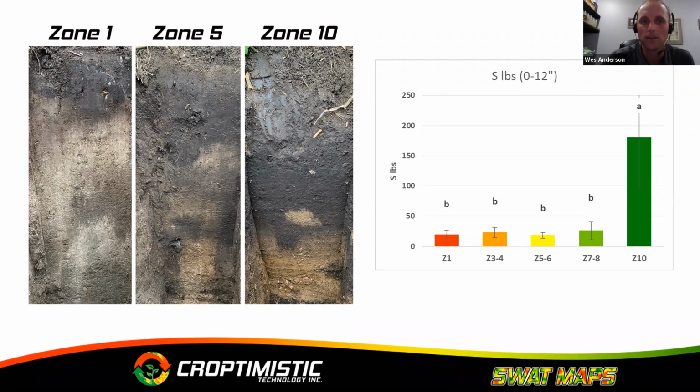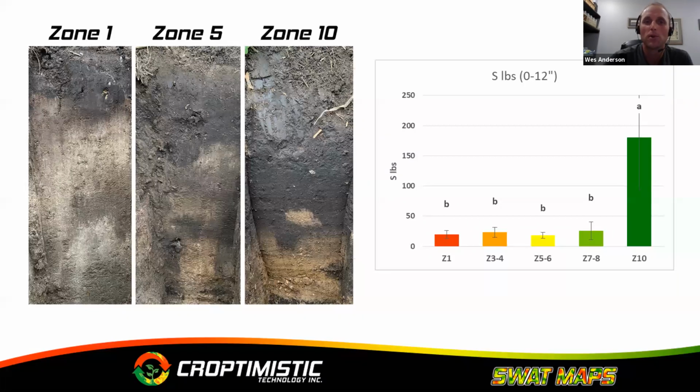Zone 10 in this field is a depression area, very wet, actually rarely the highest yielding part of the field because it's just often too wet. It's collecting water. And along with the water, it's collecting solutes that are in the water. And that it often contains sulfate. So it's non-saline, but we see these nutrients like sulfur collecting in those lower landscape positions.